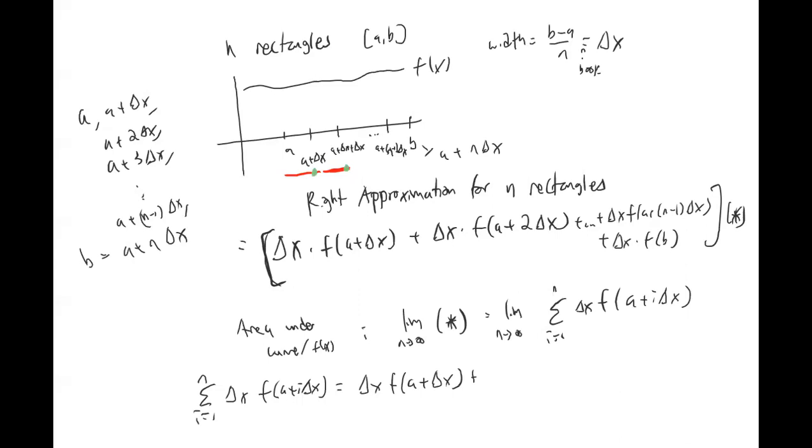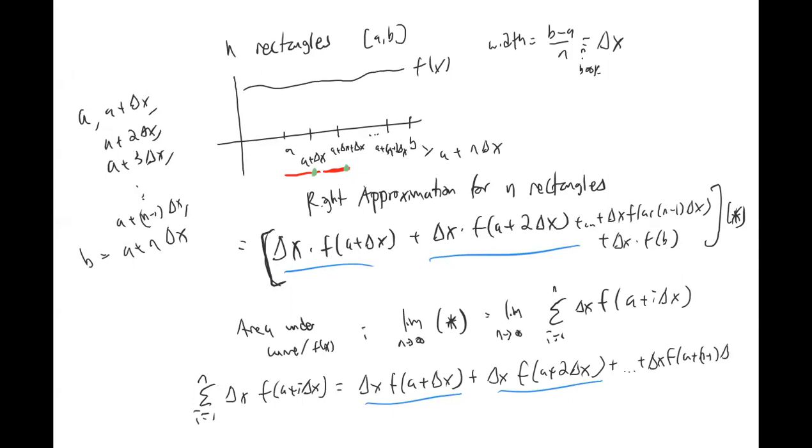And then what does summation do? We add, and then we plug in i equals 2: f of a plus 2 delta x. And lo and behold, it's exactly these terms. And then you plug in i equals 3, and then you go all the way to n, right? So the second to last term is f of a plus n minus 1 delta x. And then the last one is f of a plus n delta x, but that's just b, yeah.